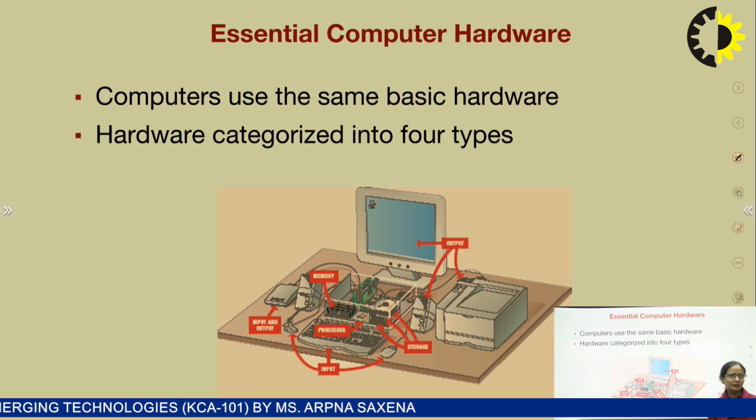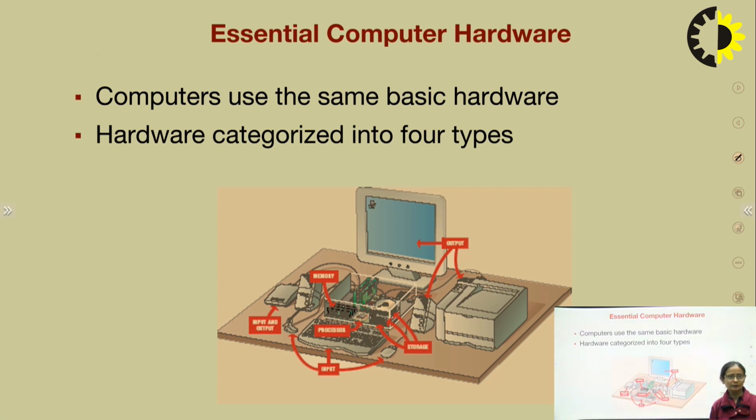Now come to the next part, that is the computer hardware. Computers use some basic hardware, and this basic hardware has been categorized into 4 types. We have input and output devices, then the memory part, the processor part, and the storage part.